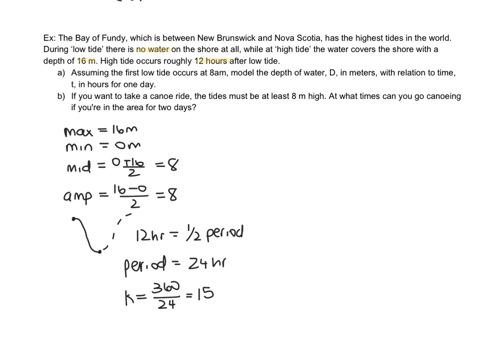So now let's go ahead and read what part A says. Assuming the first low tide occurs at 8 a.m., model the depth of water D in meters with relation to time T in hours for 1 day. All right, so let's go ahead and get a sketch going.